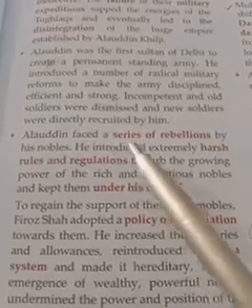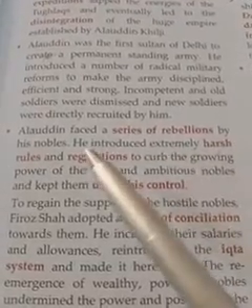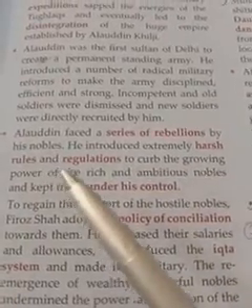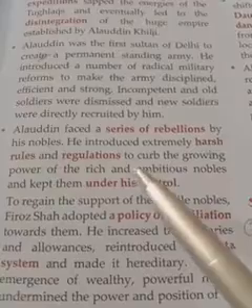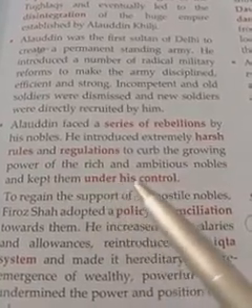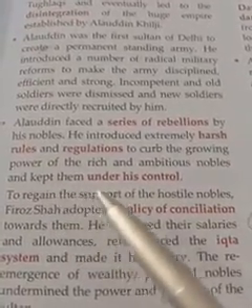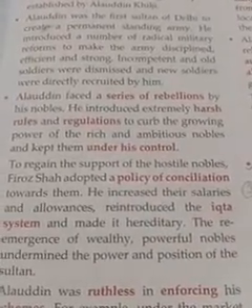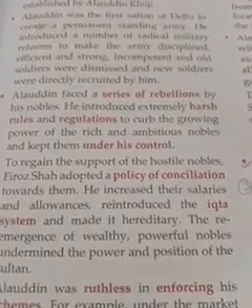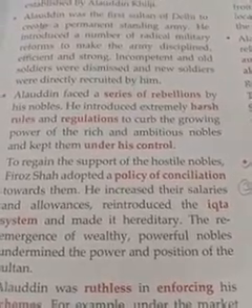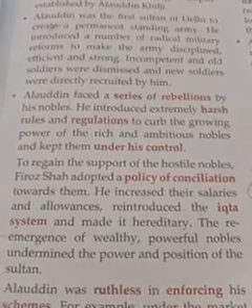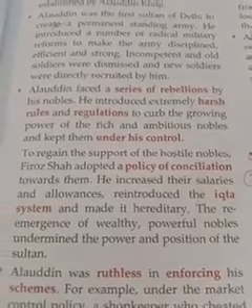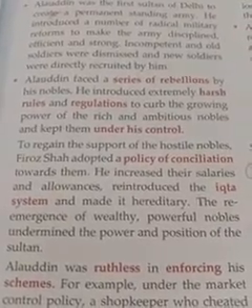Alauddin faced a series of rebellions by his nobles. He introduced extremely harsh rules and regulations to curb the growing power of the rich and ambitious nobles and kept them under his control. Means he faced so many rebellions and revolts from nobles, his ambassadors or governors. So he made harsh rules and regulations to curb them, to settle them and clamp down on them.